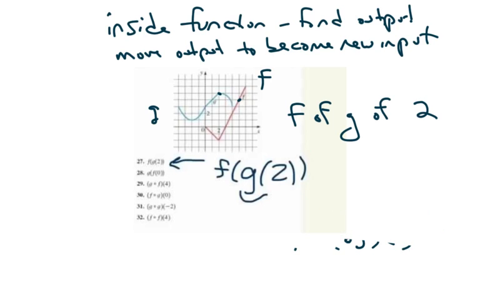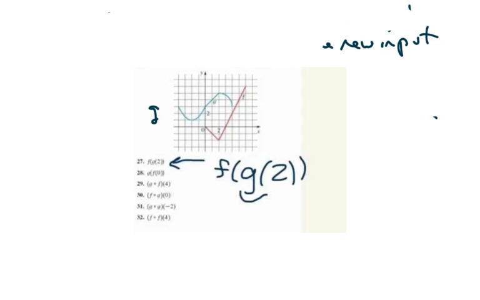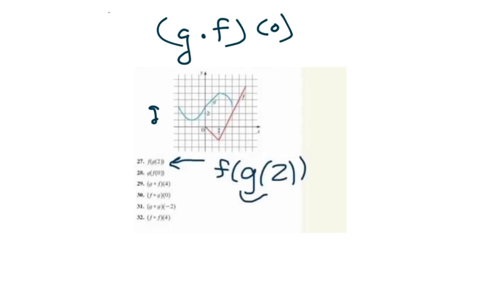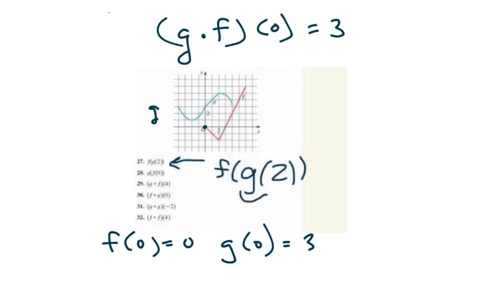All right, let's do the next one. G of f of 0. So that's number 28 on this sheet. So I could also write it g of f of 0. So I put 0 into the f function. F of 0 is 0. I take that output of 0 and put it into the g function. G of 0 is 3. Therefore, g of f of 0 equals 3. Okay, maybe take a minute and see if you can figure out the next one. Pause it a sec and then I'll do it.